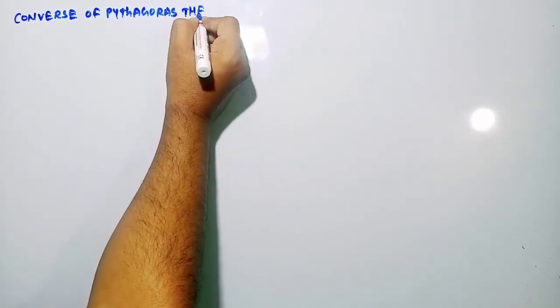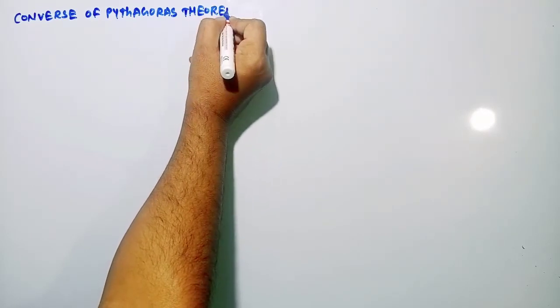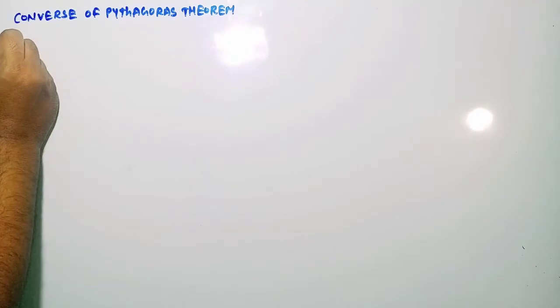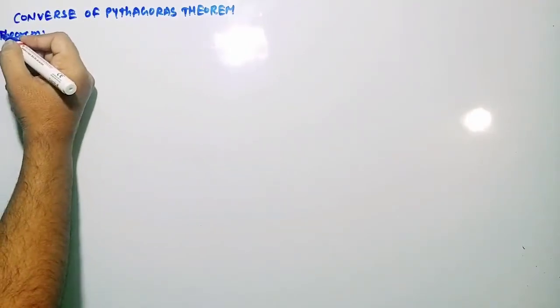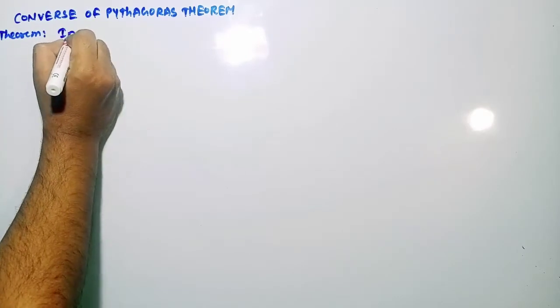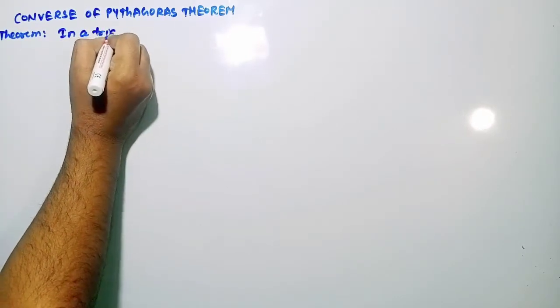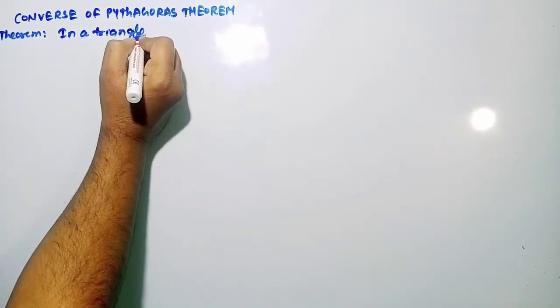In Pythagoras theorem, we have to prove AC square is equal to AB square plus BC square, but this time AC square is equal to AB square plus BC square will be given, and we have to prove angle B is 90 degree. So first of all, writing the statement of converse of Pythagoras theorem.